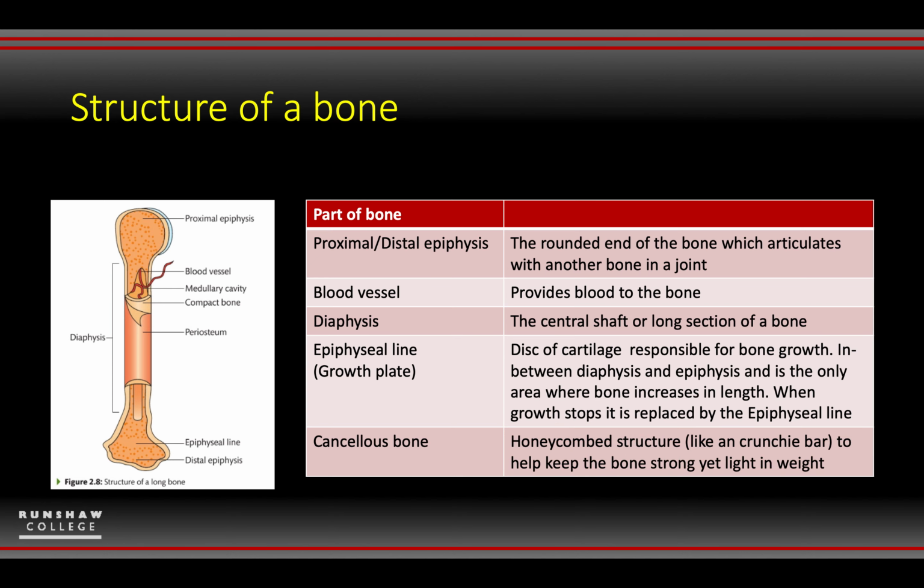Then you've got your cancellous bone, which you find as a honeycombed structure, and this is a bit like a crunchy bar, and what makes up the majority of the bone's structure. So people who have a low bone density will have quite large holes in there. People who have a very strong bone density will have very small gaps in that honeycombed structure.